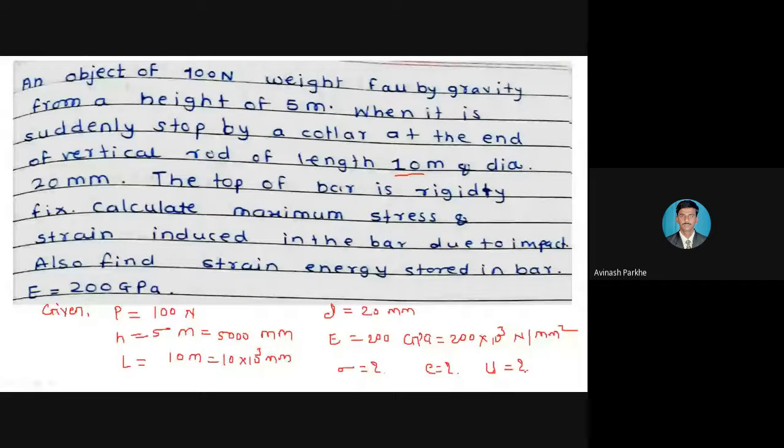So these three parameters we have to calculate, and from this statement we can easily understand that here the falling height, small h, is given. Such an h factor will not be given in a gradually applied load or in a suddenly applied load; it will be given only in impact load. So we can say that this numerical is based on the impact loading condition. Also at the end they have mentioned to calculate the maximum stress and strain induced in the bar due to impact. From this also we can say that this numerical is based on the impact loading condition.